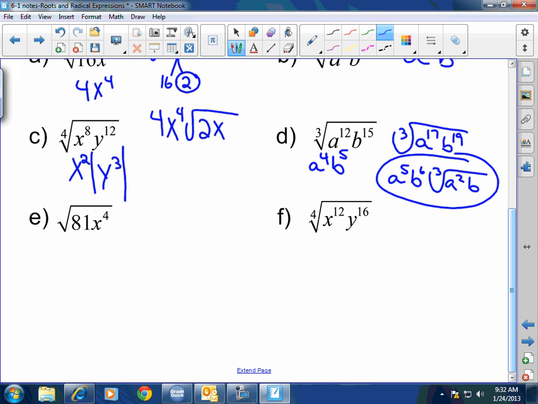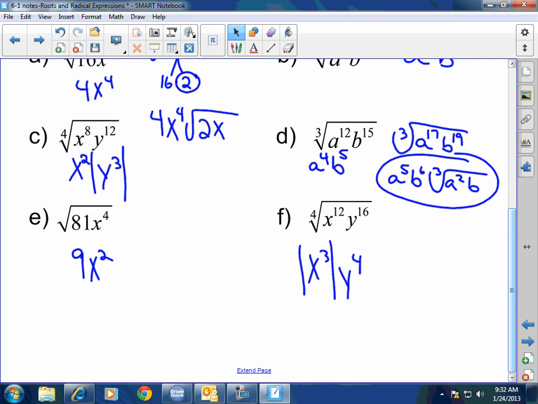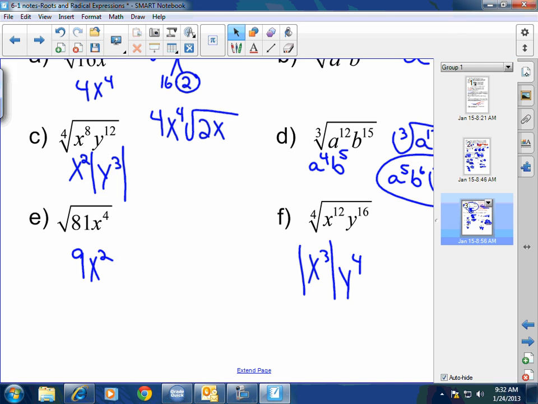What's the square root of 81x to the 4th? 9x squared. Done. What's the 4th root of x to the 12th y to the 16th? X to the third, absolute value. X to the 3rd, absolute value. Y to the 4th. Heck yeah. Does that make sense, gentlemen? Alrighty. I think we are done.